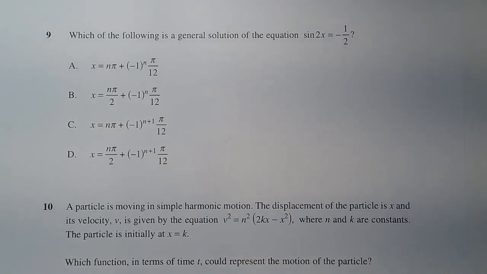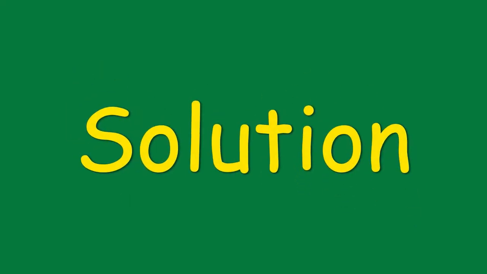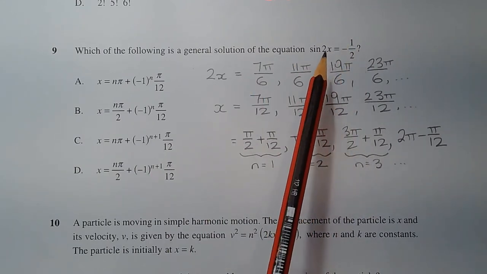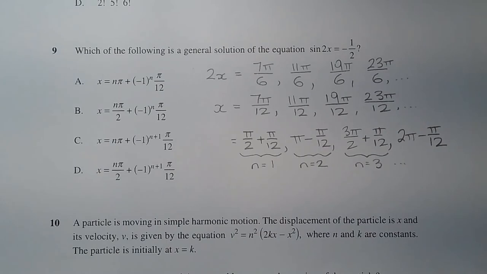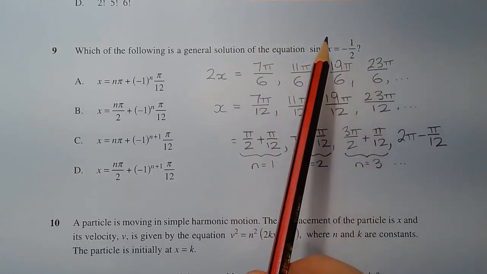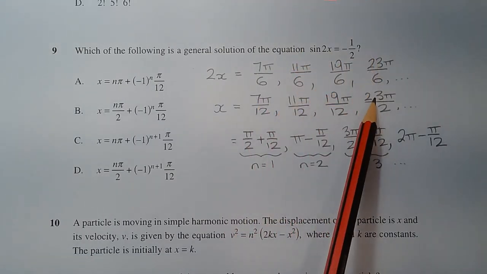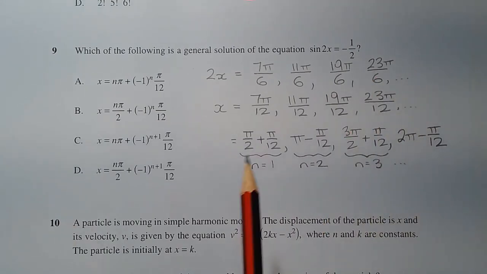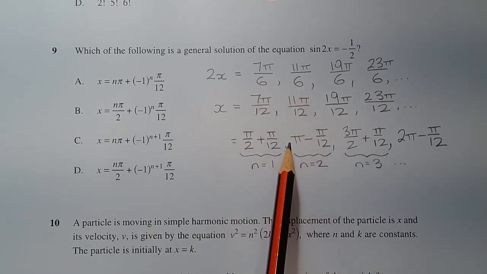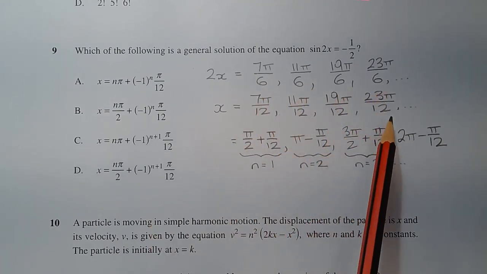Question 9. Which of the following is a general solution of the equation sine 2x equals negative half? Given that the sine ratio is negative, the angle 2x lies in either quadrants 3 or 4. So taking the inverse sine of both sides of the equation, we get 2x is equal to 7 pi over 6, 11 pi over 6. Then going around the circle, we get 19 pi over 6 and 23 pi over 6, and so on. Dividing both sides by 2, we get x is equal to 7 pi over 12, 11 pi over 12, 19 pi over 12, 23 pi over 12, and so on.